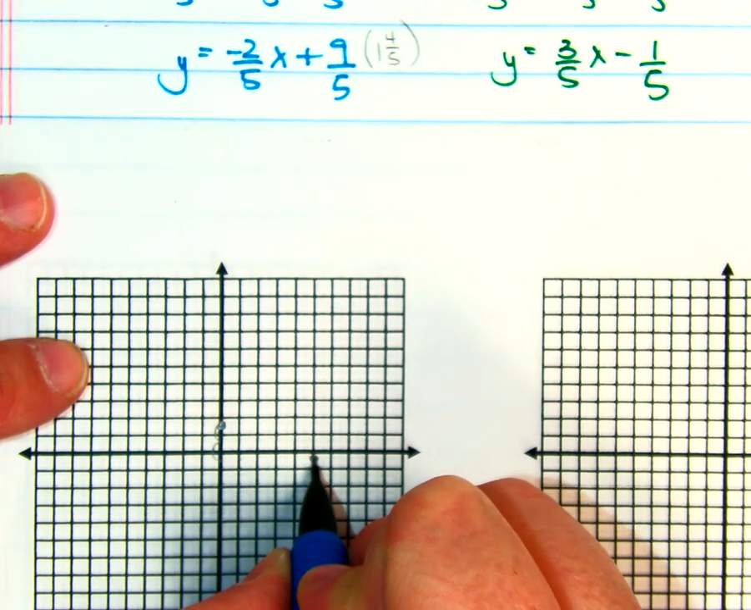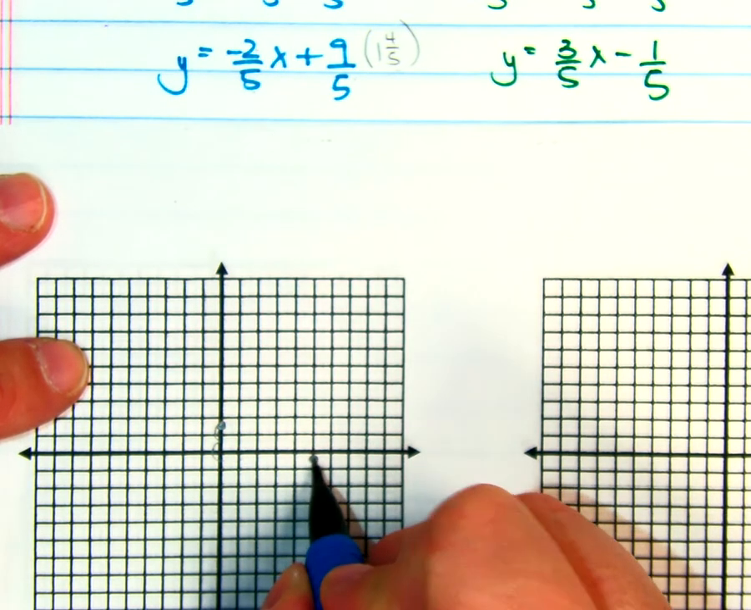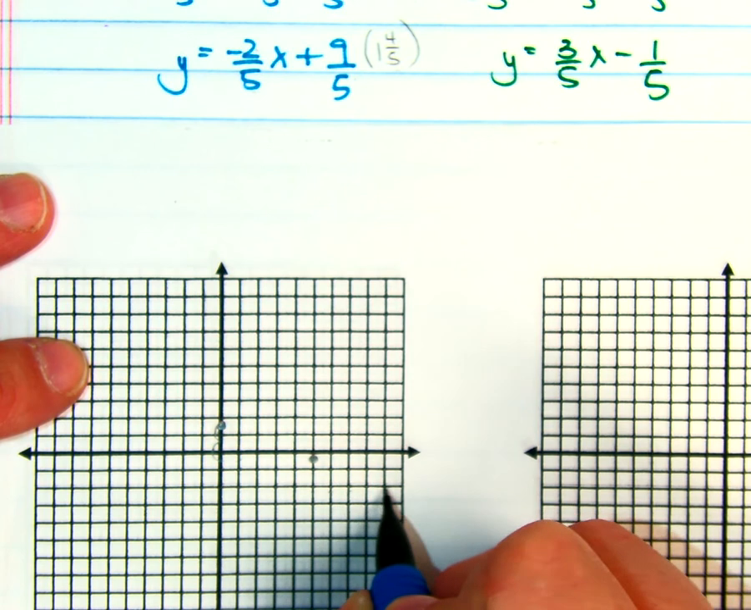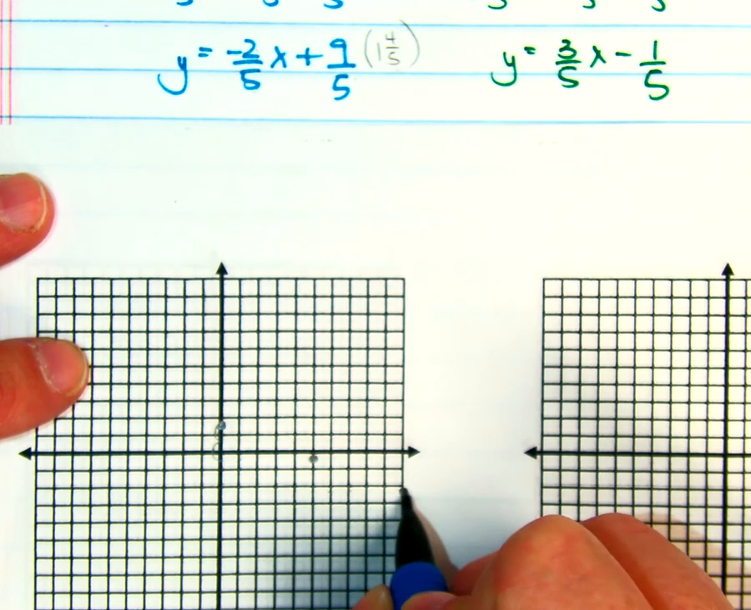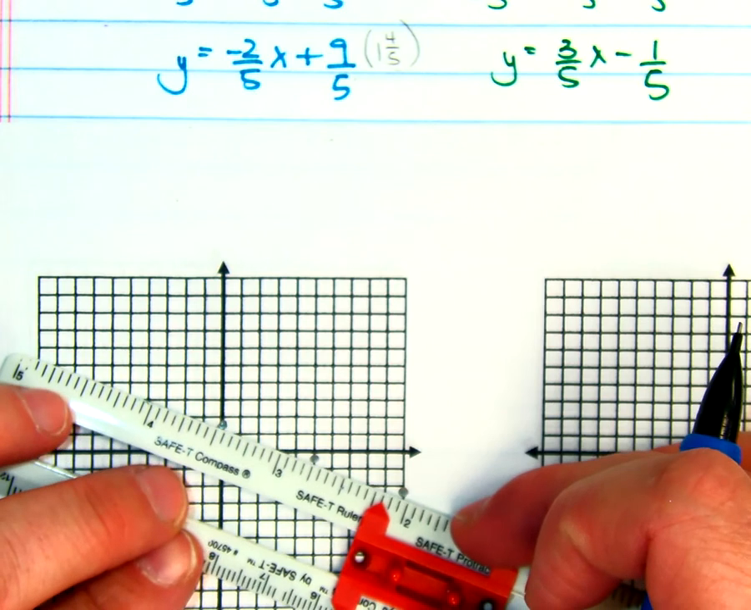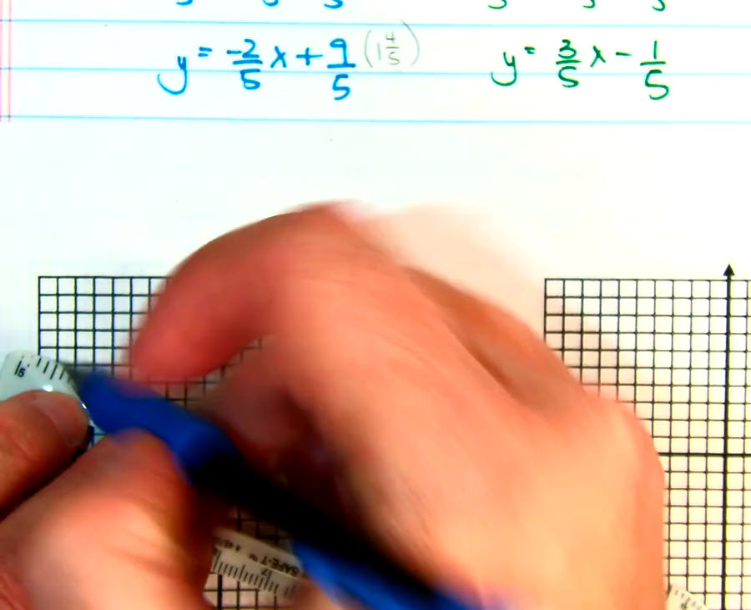So you should not be on a line because this isn't on a line. I'm going to go down 2 again. 1, 2, 1, 2, 3, 4, and 5. This may be really bad. We'll see how this turns out.